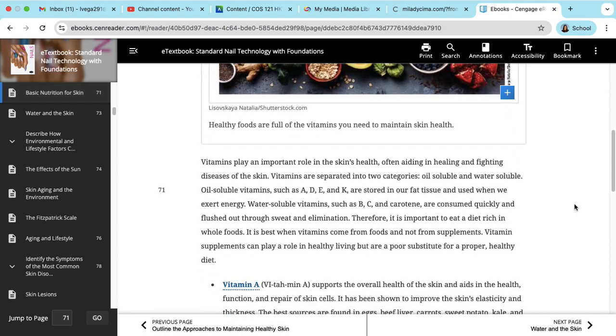Vitamins play an important role in skin health. We have different types of vitamins. We have oil soluble, those are A, D, E, and K. They store in our fat tissue and are used when we exert energy. And we have the water soluble vitamins, which are B and C, and these are consumed quickly and flushed out through the sweat elimination.